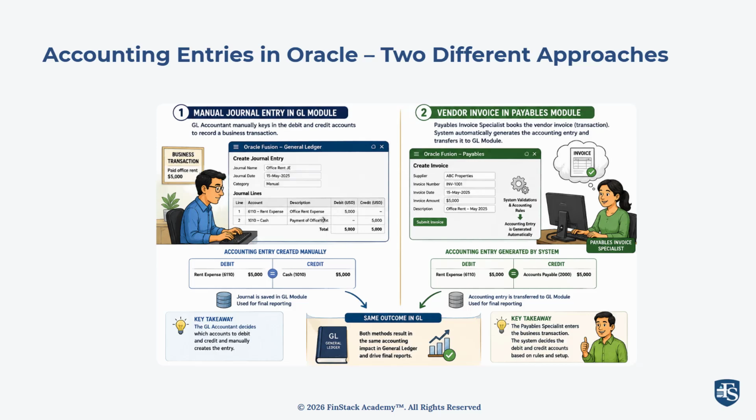Now notice something important. Although the accounting impact has been captured, the General Ledger contains very limited information about the underlying business transaction. For example, it doesn't typically capture details such as supplier name, supplier site, invoice number, payment terms, due date, invoice line details, etc. The General Ledger focuses primarily on the financial impact of the transaction.